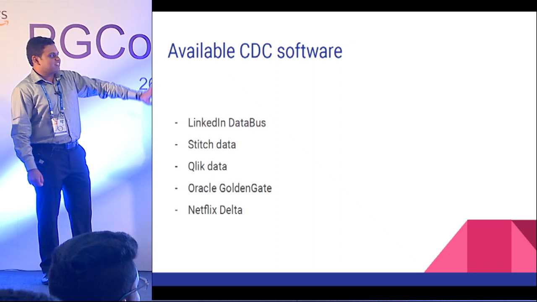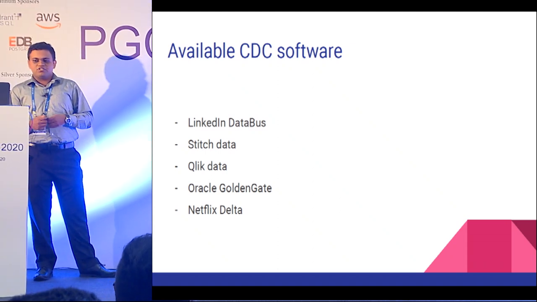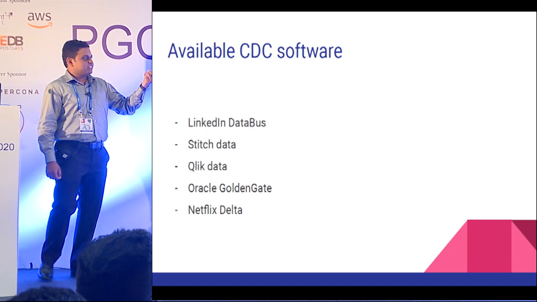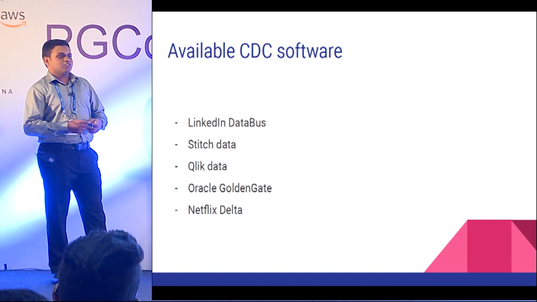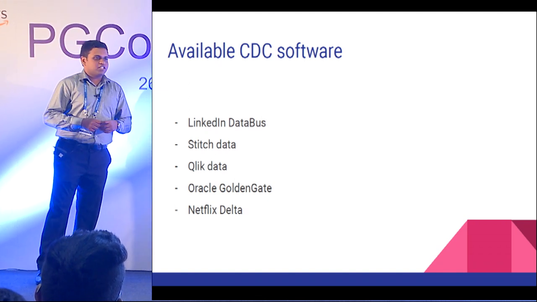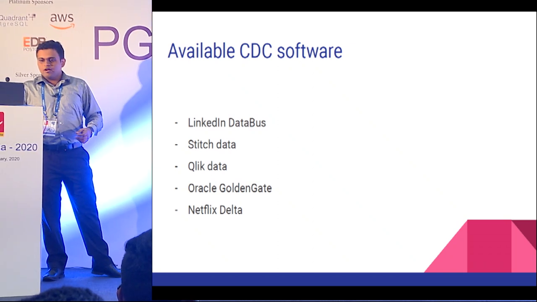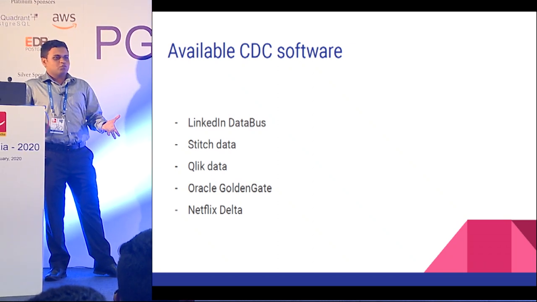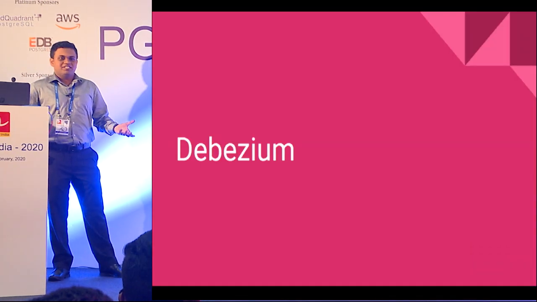So we also did the standard Google search and we found a list of CDC software. I think Netflix Delta is one of the more recent ones, and they've open sourced the project as well. So you can take a look at it. It has some interesting concepts that they have built. But we obviously wanted to use a more open source one that has a large community backing it. So we went with Debezium.